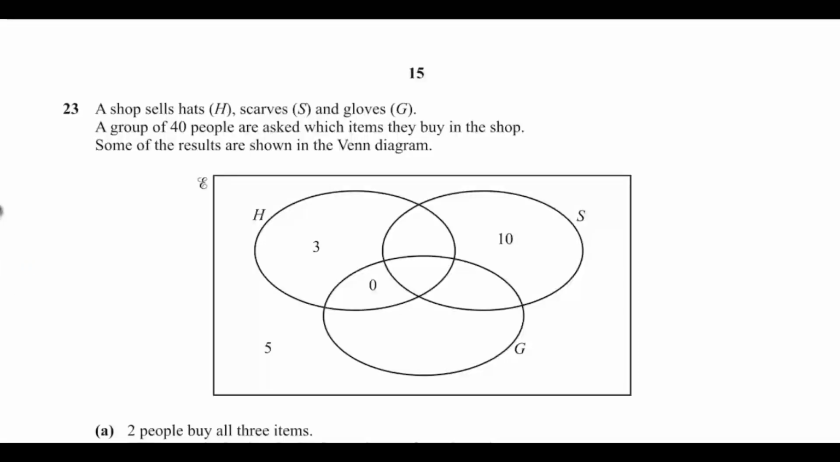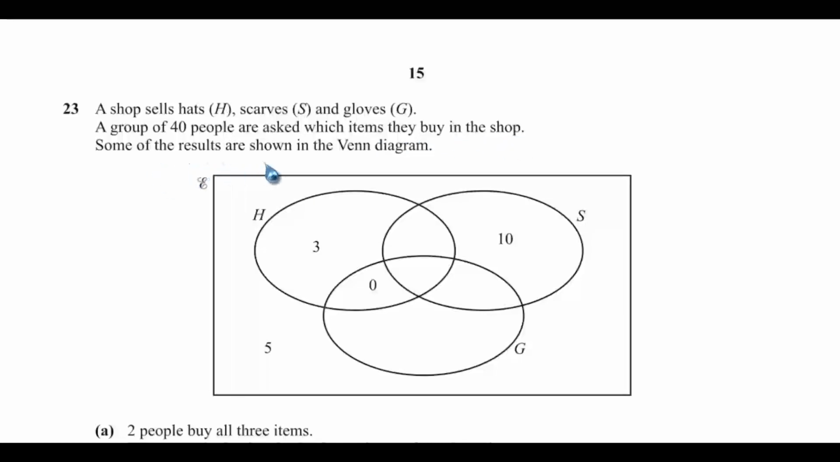So this will be question 23. A shop sells hats, H, scarves, S, and gloves, G. A group of 40 people are asked which items they buy in the shop.